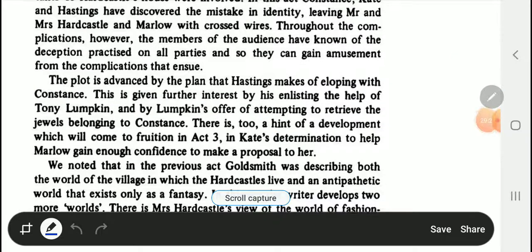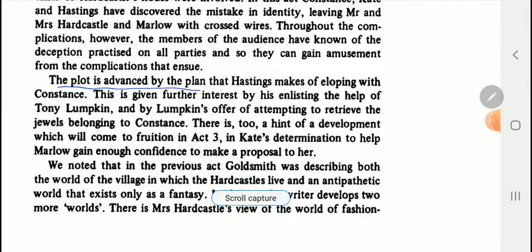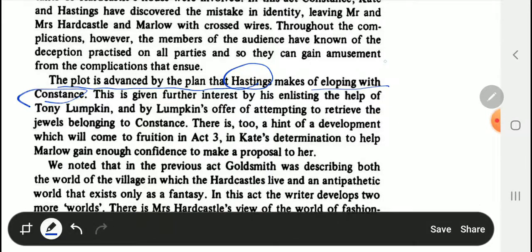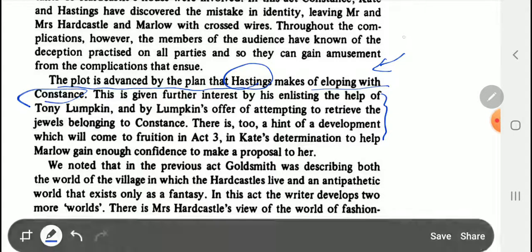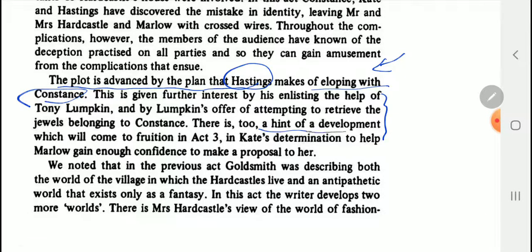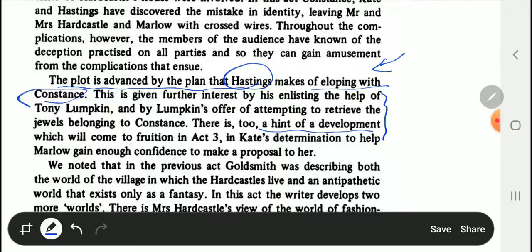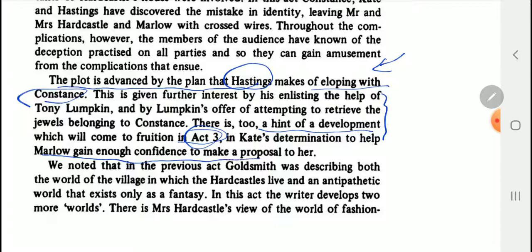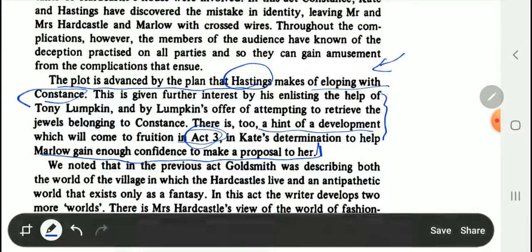So, in the next scene, the plot is advanced by the plan that Hastings makes to elope with Constance. It's very simple, student. Now the situation has changed. Both Hastings and Constance are going to run away in the next scene, and all this information is given to the audience by the end of Act 2. This is a hint of a development which will come in Act 3. And then there is Kate's determination to help Marlowe gain enough confidence to make a proposal to her.